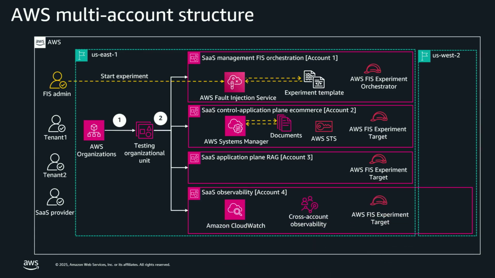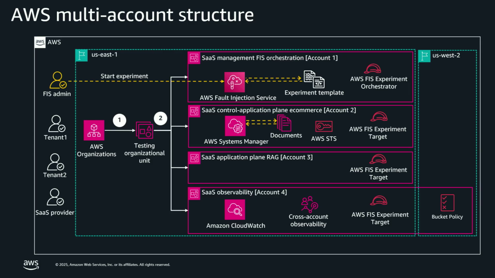And then we have account 4 where we want to actually observe various system behaviors using Amazon CloudWatch with cross-account observability. We also have some bucket policies configured for one of the patterns to replicate the data from your primary region to the secondary region. So this is how you would set up your workload in terms of multi-account architecture for your fault injection service.